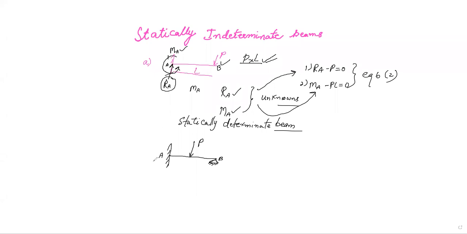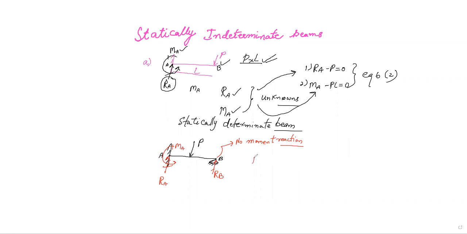Now, what will happen in response to the concentrated load? The reactions will be generated. One reaction will be at end A, that's what we call RA. Another reaction will be generated at end B, that's what we call RB. Since at the pin end, there is no moment reaction. Pin support and roller supports are those supports that do not produce any moment reaction. But at the fixed end, we have the moment reaction MA.